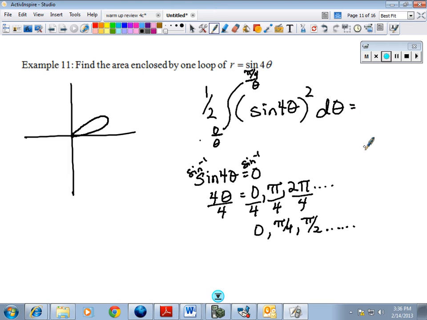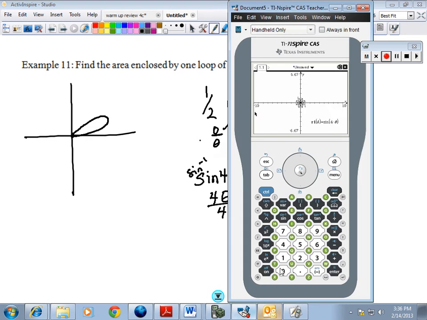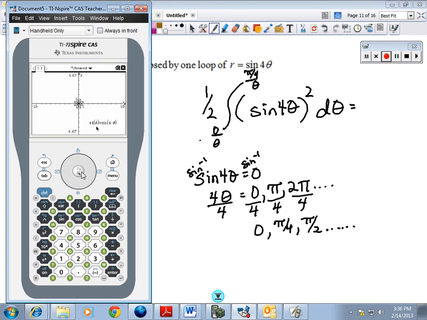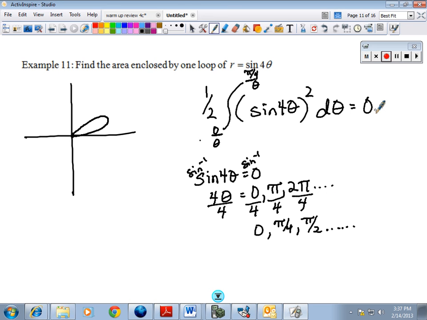And I didn't take the time to actually get an answer again, so let me go ahead and grab an answer. It'll be 0.5 times the integral from 0 to pi over 4 of sine of 4x, squared, dx. Check me: 0 to pi over 4, 1/2, sine of 4x. Yep. 0.196.